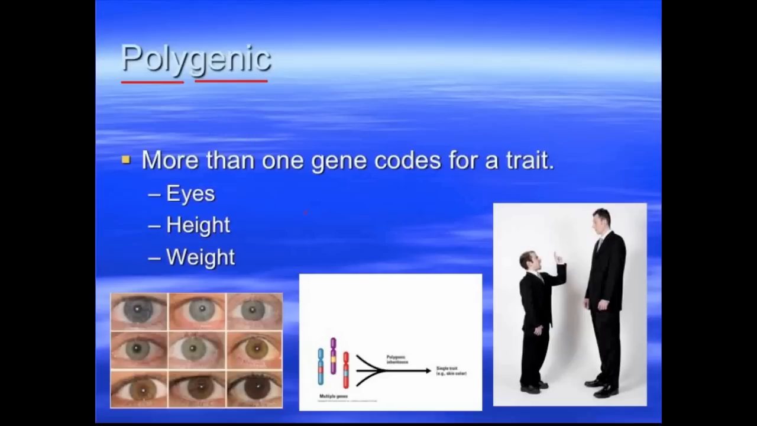Some examples of this are eye color, height, and weight. And if we look down here, you'll see that there are several genes on several different chromosomes that will all code for a single trait, and that is what polygenic is.